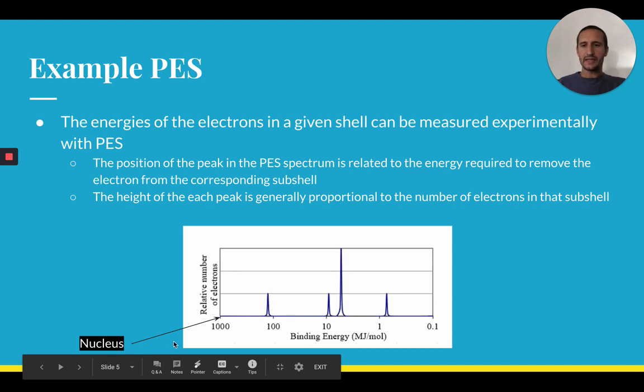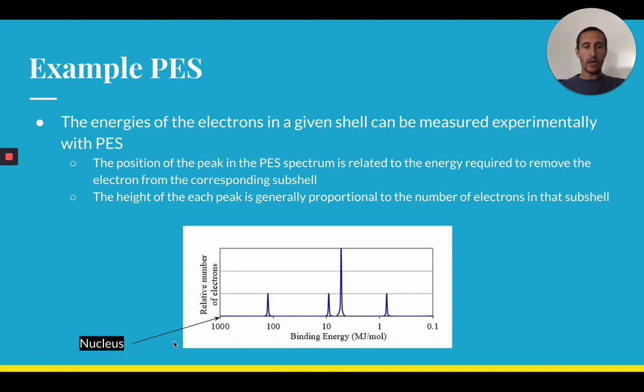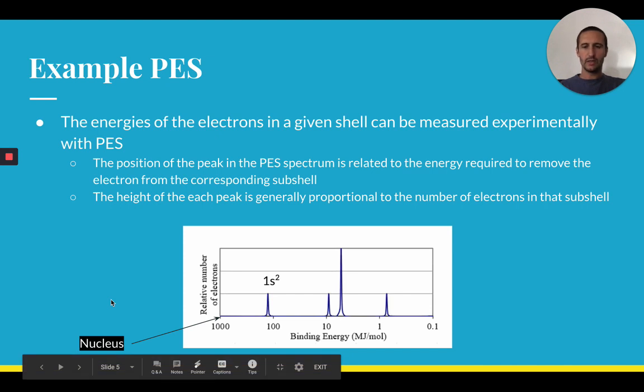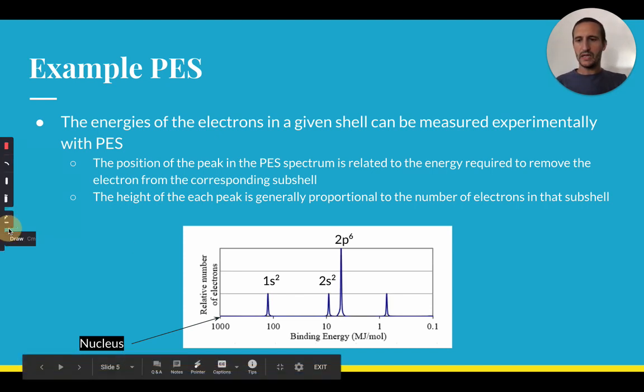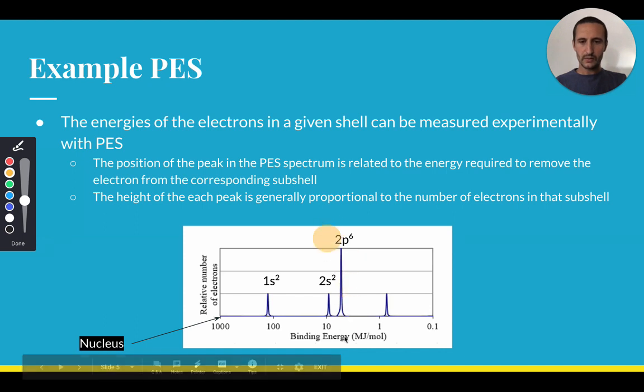Also, the height of each peak is proportional to the number of electrons in that subshell. Notice that the first layer here has just 2 electrons, so that's 1s2. And then the next subshell to fill would be 2s, and there's 2 electrons there. You'll notice that this third peak over is 3 times the height, so there's 3 times the number of electrons. 2s2 compared to 2p6. 3 times the number of electrons, 3 times the height of the peak. And finally, we have 3s2.